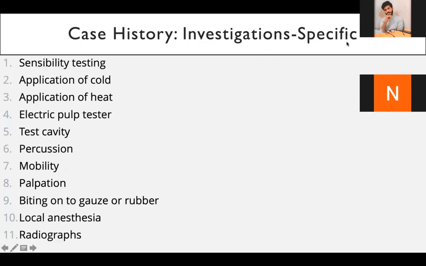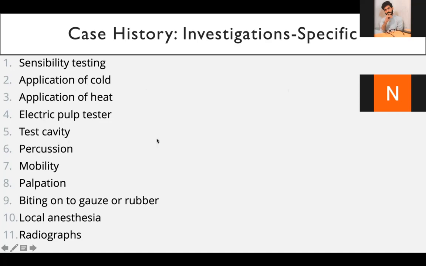And then in the case of specific oral investigations, we have sensibility testing of hot and cold. We apply cold and apply hot, and see the severity. First we see whether there is sensibility to cold and to hot or not, and then we see the severity of the sensibility of cold or hot sensations to the teeth. And then there is the electric pulp tester. This is a test done specifically for the oral cavity.